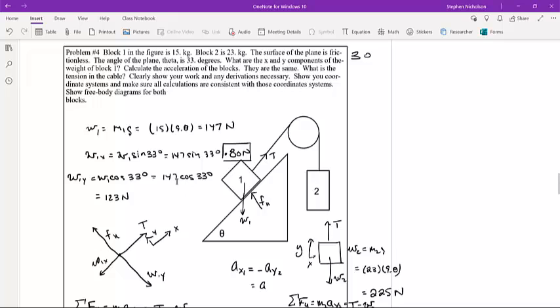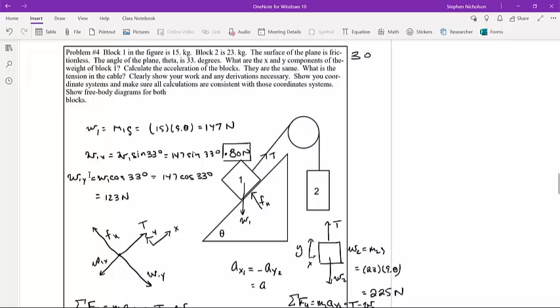The third problem is frictionless, so we don't have to worry about friction. Again, I defined x positive going up. In this case, it makes more sense because I'm pulling this mass up the ramp, and this mass is falling. So first thing I did is I found the weight of object 1, mass times acceleration due to gravity, positive. Weight should always be positive.